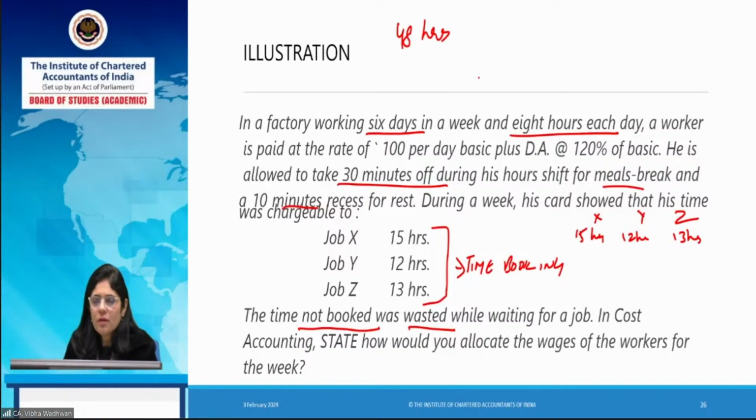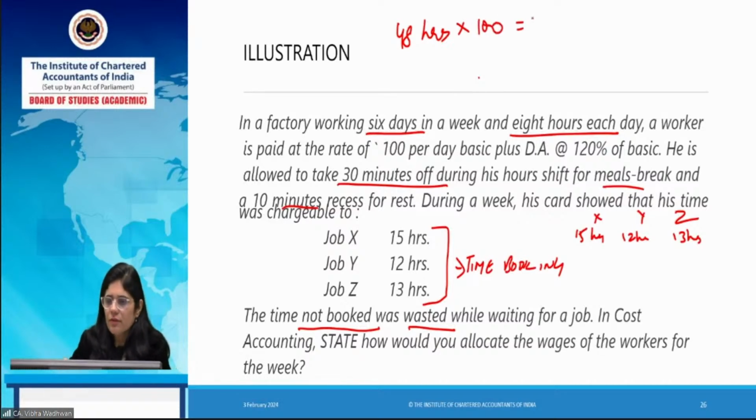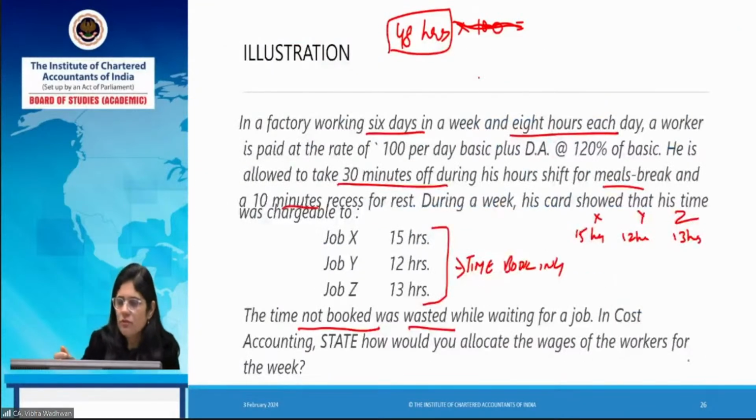All right. So the worker is paid at the rate of 100 per day. So there are 6 days. So for 48 hours, the worker is paid. He has worked for 6 days, 48 hours. So 6 days into 100 per day.